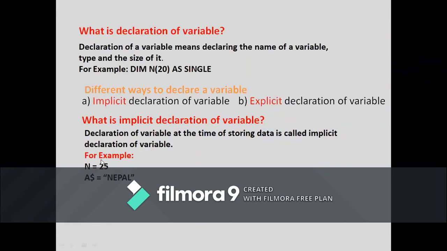For example, you can see here n = 25. Here n is a numeric variable and 25 is numeric data. So we have declared n as well as stored this 25 in the variable n. Similarly, here a$ is a string variable and Nepal is string type of data. Here we have declared a$ as a string variable and stored Nepal at the same time. So this type of declaration is called implicit declaration of the variable.